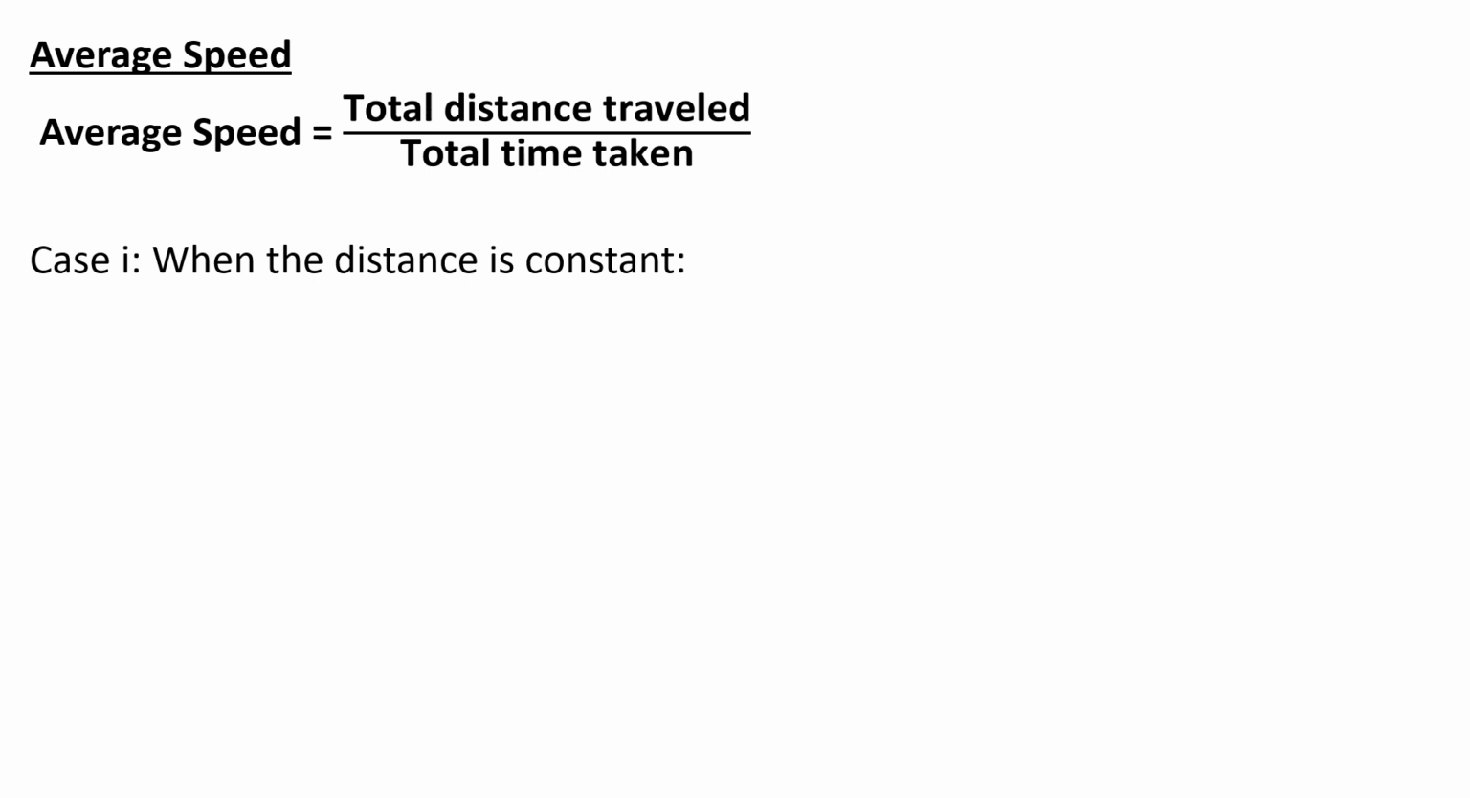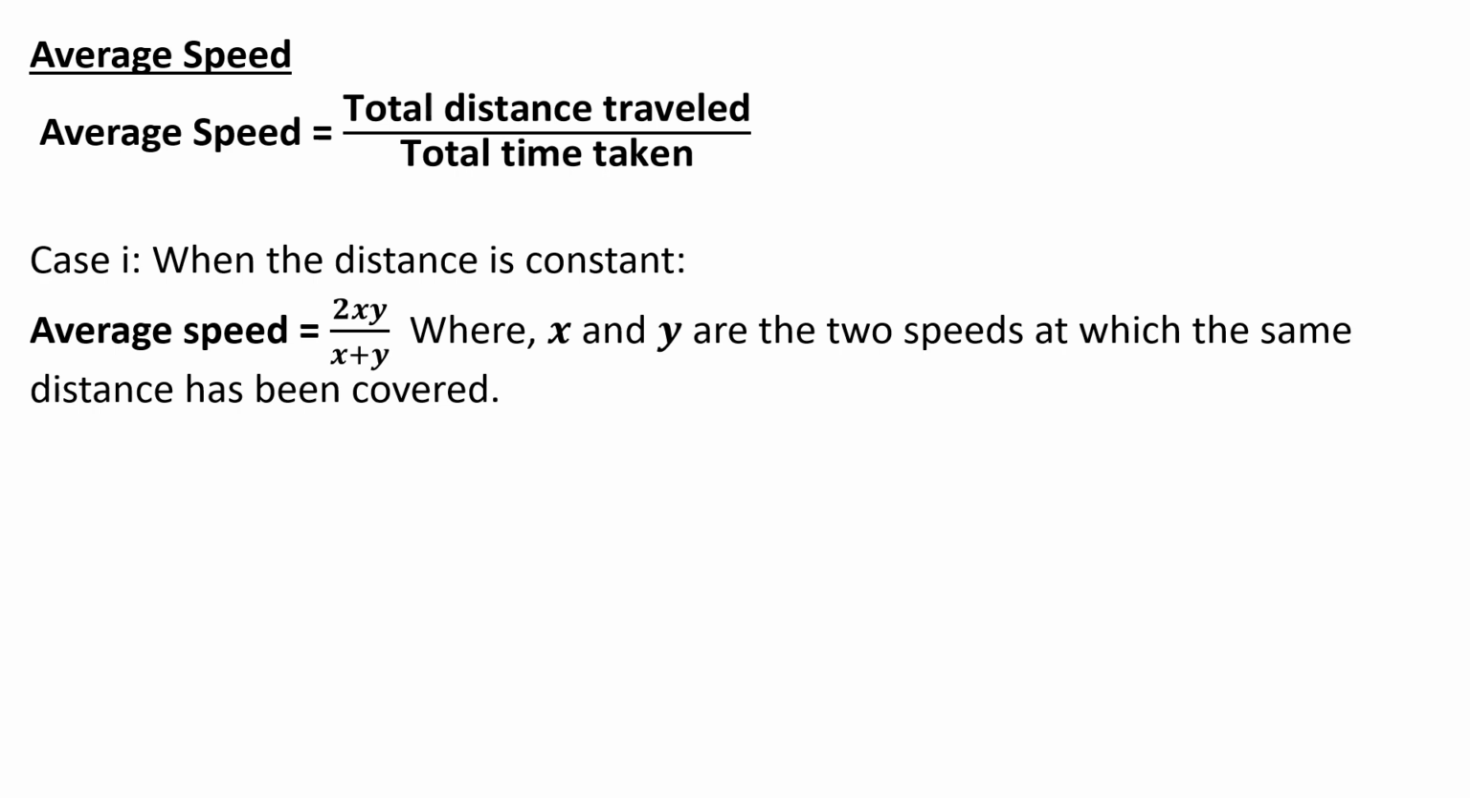Now case 1, if the distance is constant but the speed is different, like the same distance is traveled with different speeds. In that case, average speed will be 2xy divided by x plus y, where x and y are the two different speeds at which the same distance has been covered. Say for example, 100 kilometer is traveled at the speed of 50 kilometer per hour, and another 100 kilometer is traveled at the speed of 60 kilometer per hour. So in this case, you have to use the average speed as 2xy divided by x plus y.